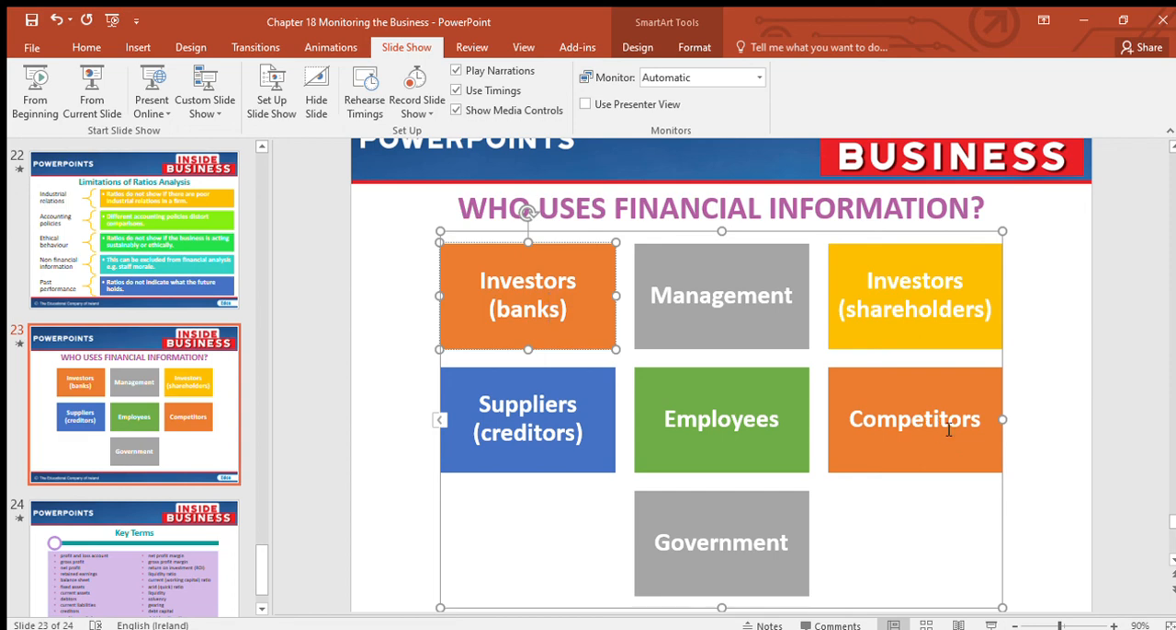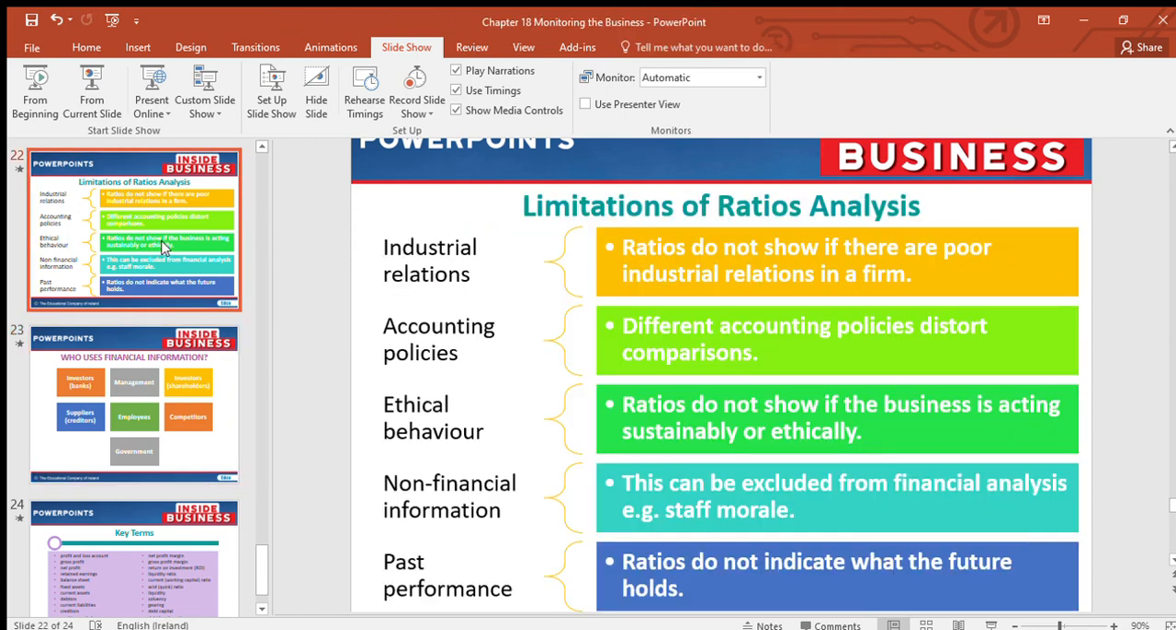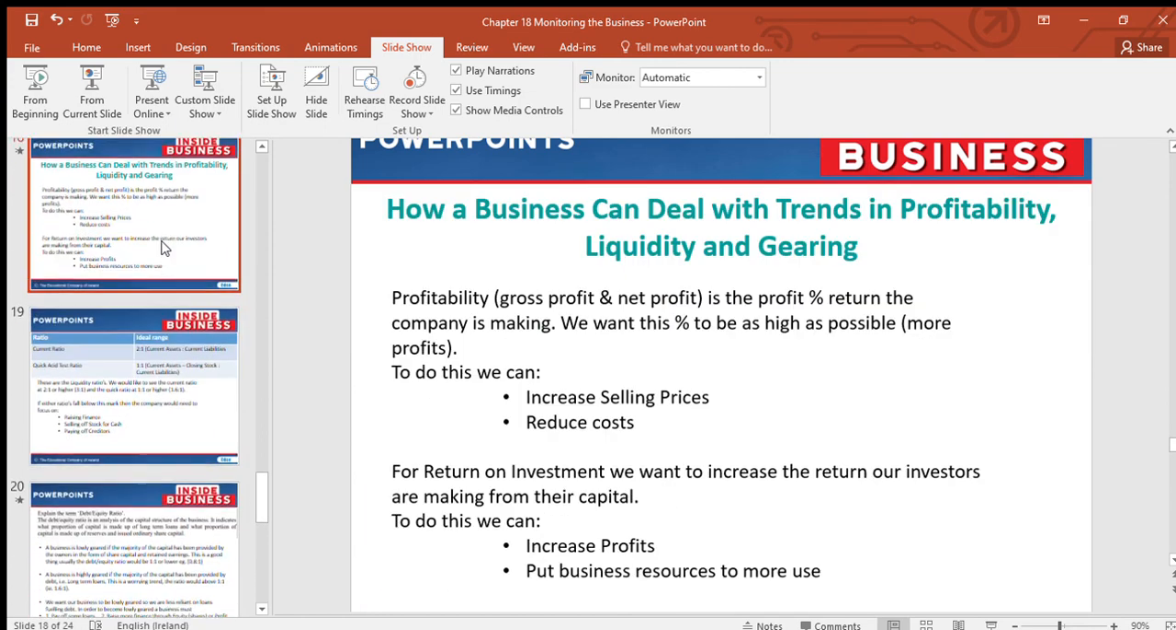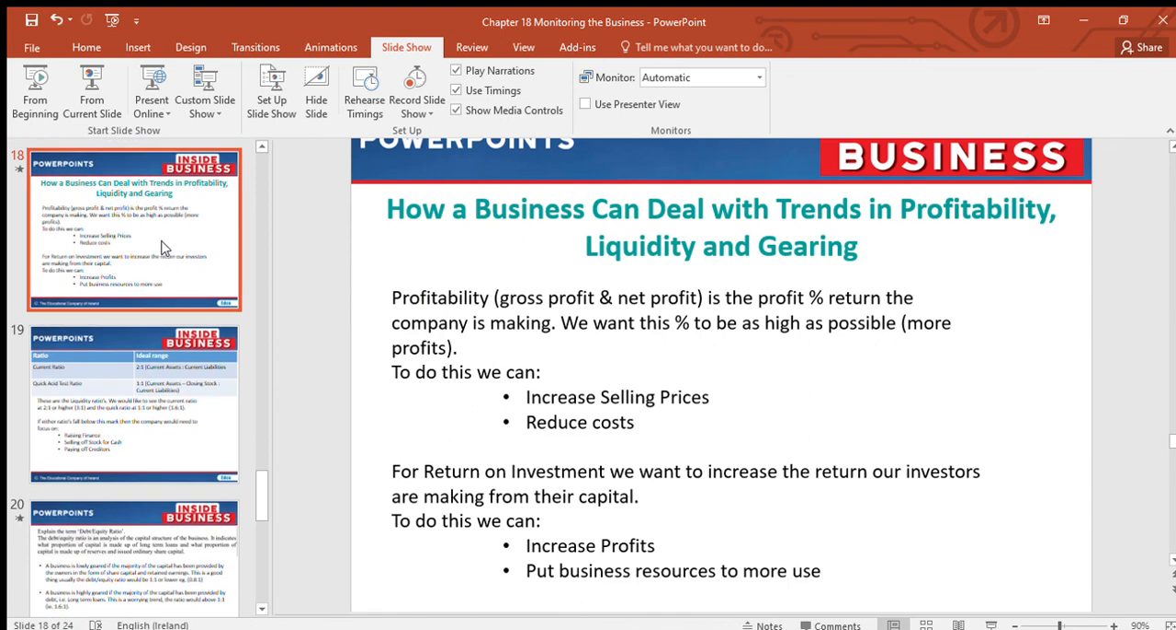Competitors would be interested to see how your company is doing. Employees would be interested for their own job safety to see how the company is doing. And suppliers, because they also want their money back. They're paying you. Creditors, sorry, they're giving you items that you're selling and they're waiting for their money back. Government is always for tax. So that's the end of that chapter, monitoring the business. I'm going to get you to take down that slide here. This one for limitations, that's a common question to come up. And these three here being important for explaining our financial performance.